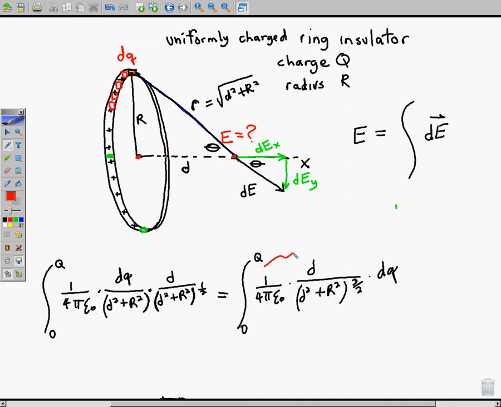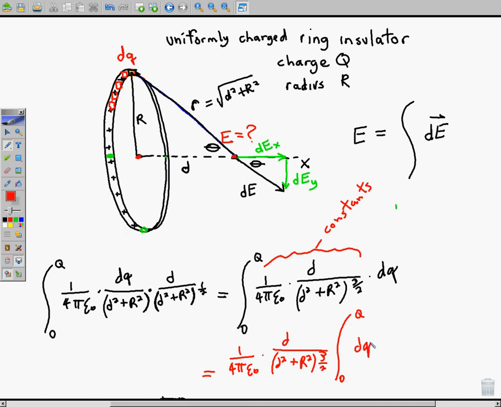So what can we say about all this stuff right here? They're constants. They can come out front. So basically it's just going to be equals 1 over 4 pi epsilon 0 times d over d squared plus r squared raised to the 3/2, integral of 0 to q dq. And if you go from 0 to q and you add up all the little dq's, what is that integral going to give you? Q.